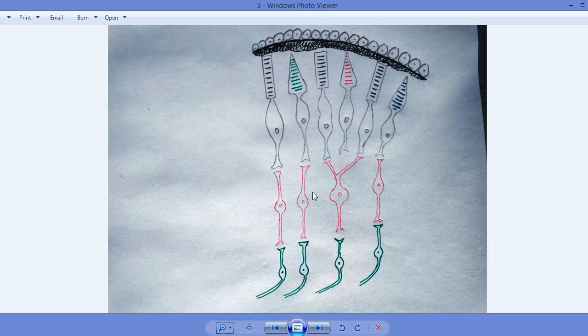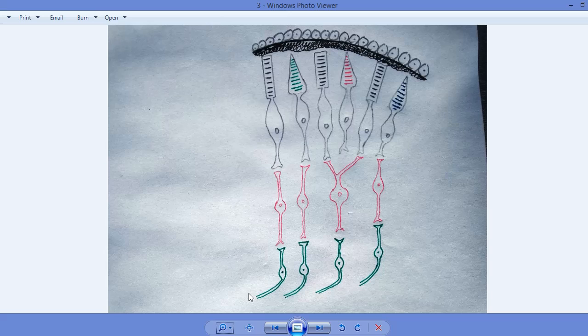And when this bipolar cell is not inhibited, it will initiate a signal, and that signal will lead to the secretion of neurotransmitter over here, and that neurotransmitter will activate the ganglion cell, and that ganglion cell will form an action potential towards the axon, and these axons will combine together to make the optic nerve, and that optic nerve will go towards the thalamus, and from the thalamus it will go towards the visual cortex, and in the visual cortex you will see an image.